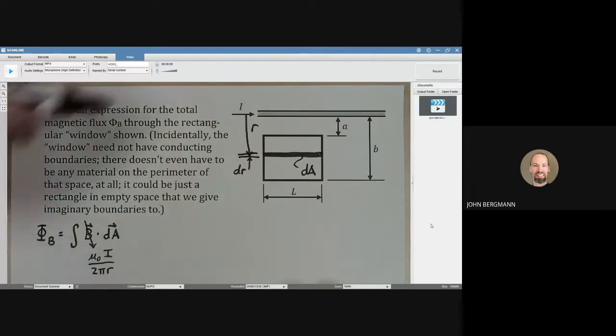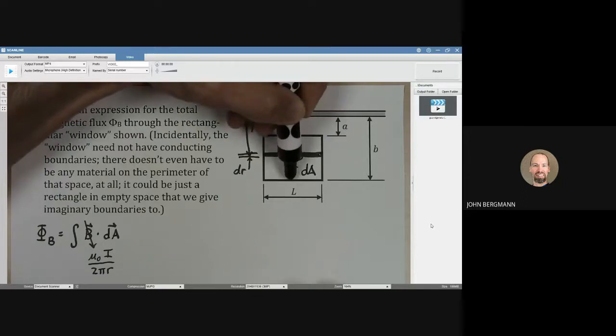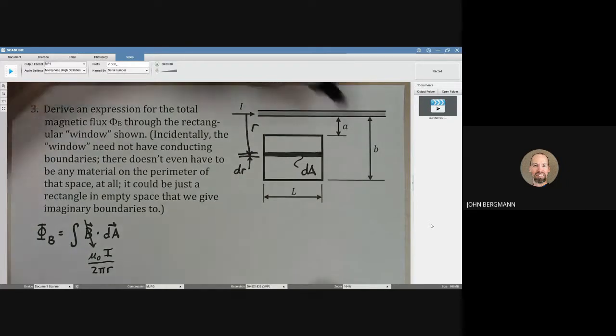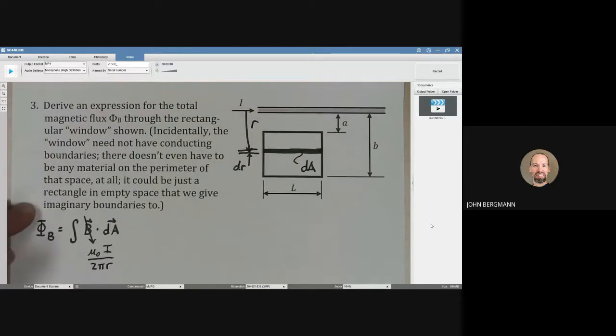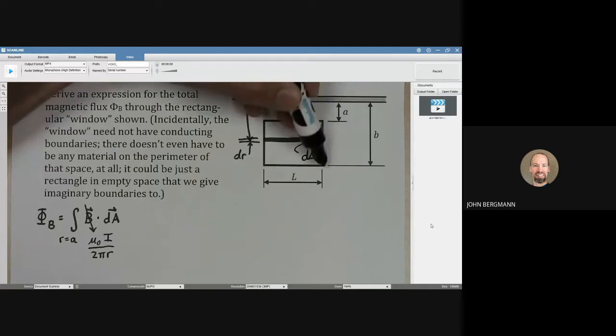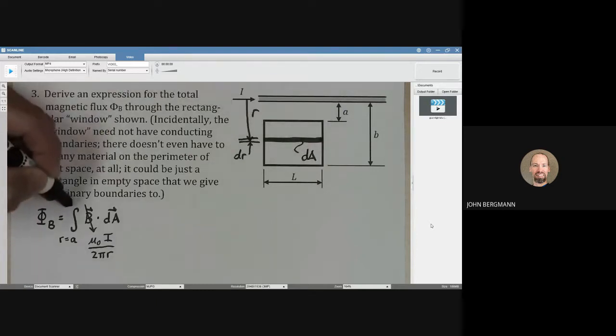Now, why are we doing this? You remember that close to this current carrying wire, the magnetic field is going to be strong. The further away we get, the magnetic field is going to be weaker and weaker. So what we need to do with this window is break it into little tiny strips, find the total magnetic flux for each of those strips, and then add them up. That means in our little integral down here on the lower half of the page, we're going to integrate from r equals a, that's where the first value of r is going to start, all the way up until r equals b.